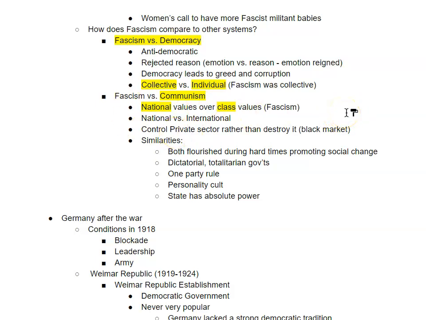It harkens a little bit back to that idea of feudalism, where people have their place. There may be upper class, middle class, lower class people, but we should ignore all that and focus on being good Italians, good fascists. Fascism also focuses on the national as opposed to international.